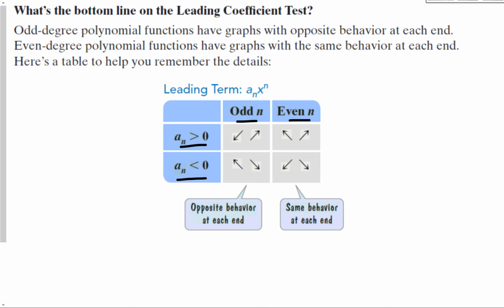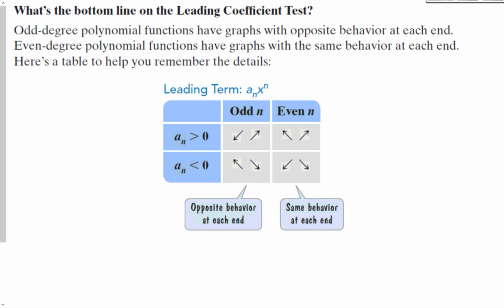The way I like to remember this is that odd functions are going to go different directions, even functions are going to go the same. And if a is positive, the graph ends positive. If a is negative, the graph ends negative, if it's an odd function. With even, if it's positive, they go up. If it's negative, they go down. So that's sort of the way I try to remember these things. Use whatever technique you like.